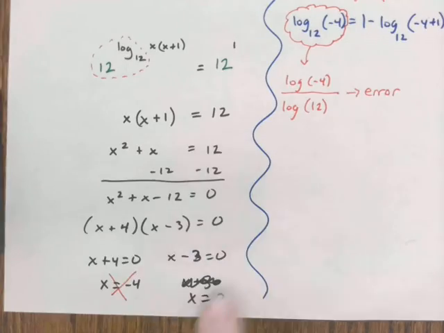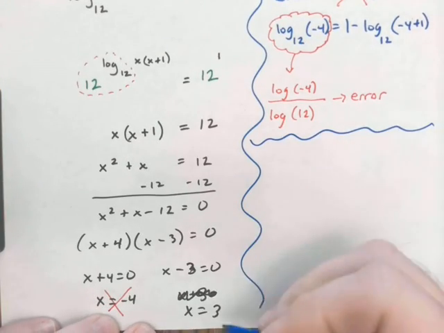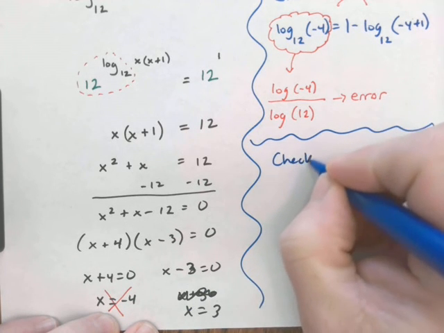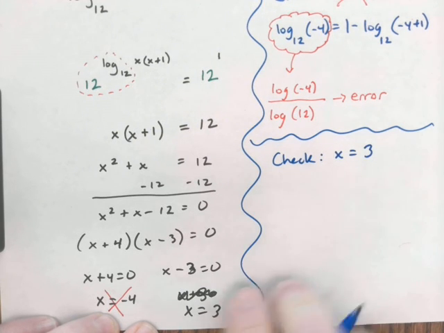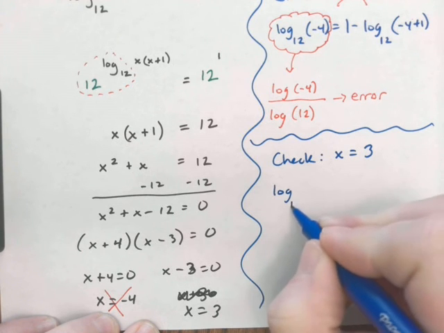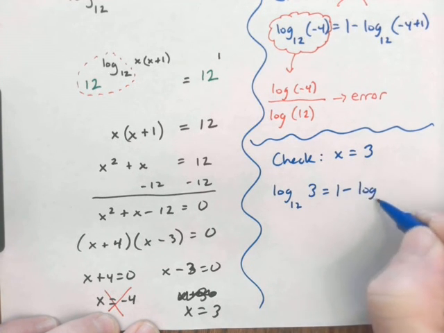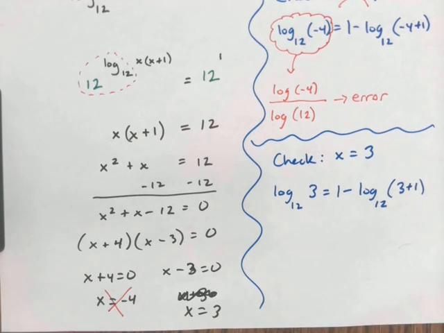Now I need to check and see if 3 is a solution. The answer to this problem is either going to be 3, or if this one doesn't work, no solutions. So I'm going to check and see if x is equal to 3. Again, I'm plugging that back into the original equation, so that's going to be log base 12 of 3 is equal to 1 minus log base 12 of 3 plus 1. I want to see if those things are actually equal to each other.